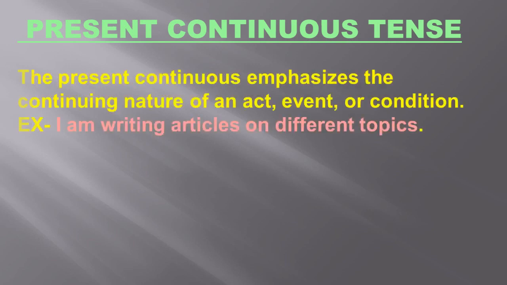Now let's see the next tense after this present tense, that is present continuous tense, also known as progressive tense. The present continuous emphasizes the continuing nature, as the name itself suggests, continuous, that represents what? The continuing nature of an act, event or condition. For example, I am writing articles on different topics. That means the action or the event is in continuation, is still going on when the subject is speaking.